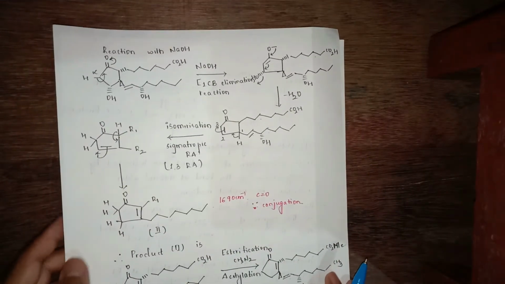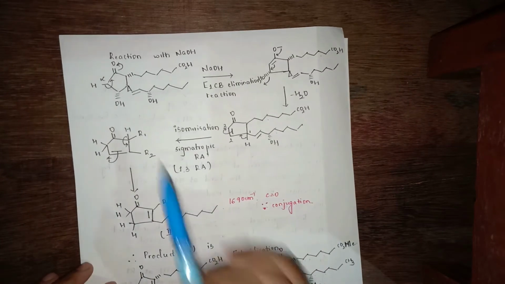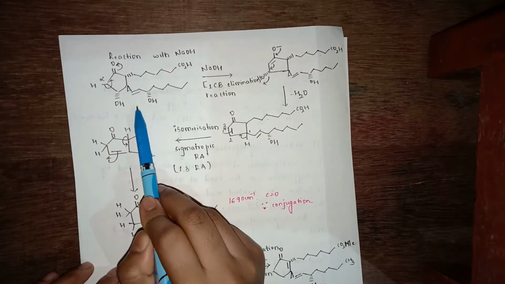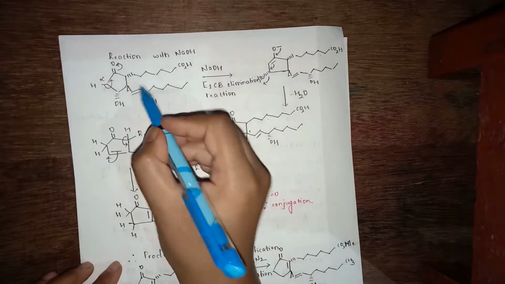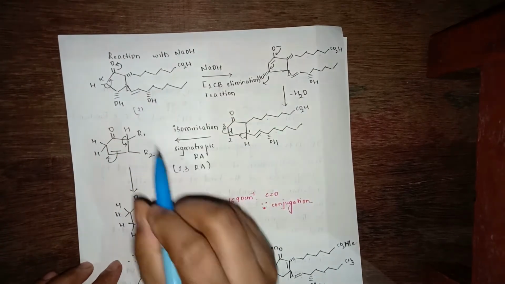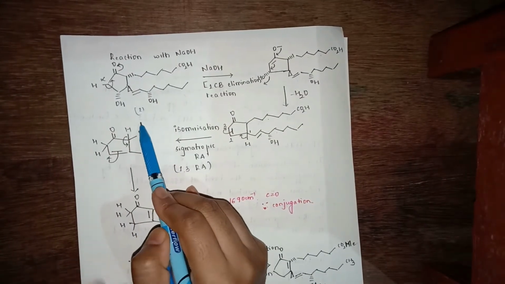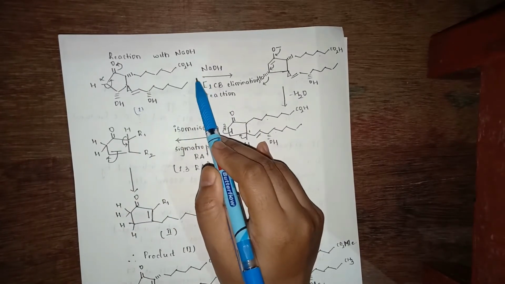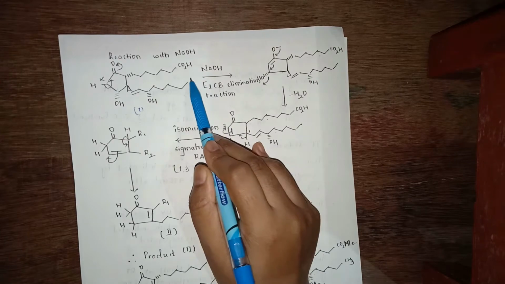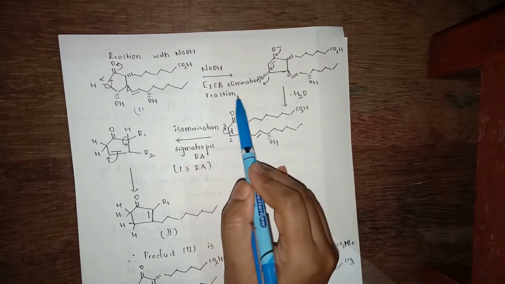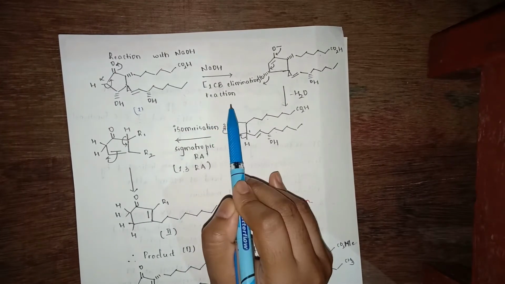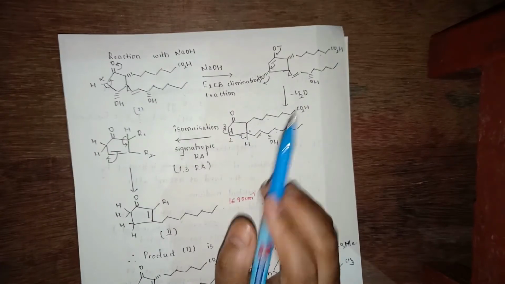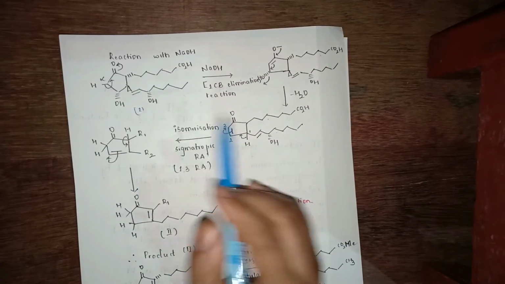So let us start as to what we are trying to do here. PGE1, which is compound number 1, so let us consider this to be Roman numeral 1. This is PGE1 structure. When it reacts with either 0.5 N NaOH or 1 normal NaOH, this will undergo E1CB elimination reaction.